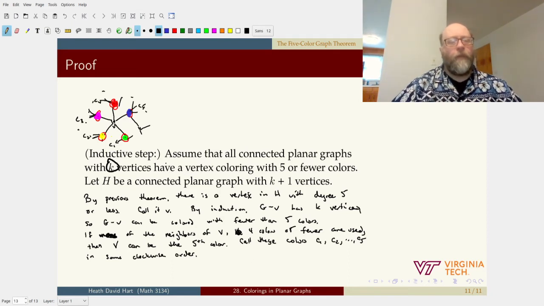Okay? And what we're going to do is we're going to look at the vertices that have our purple and green, C1 and C3. Okay? All right. So what we're going to do is we're going to take C1 and flip it from green to purple.